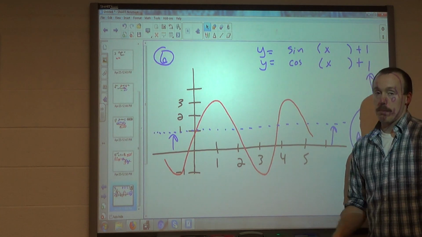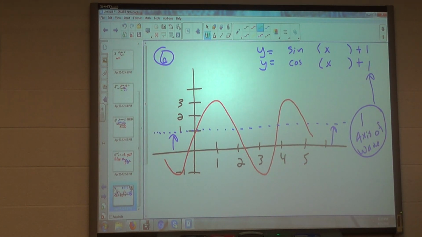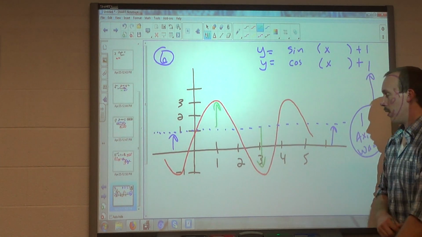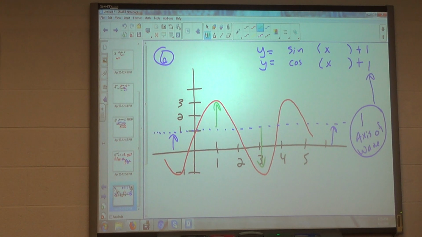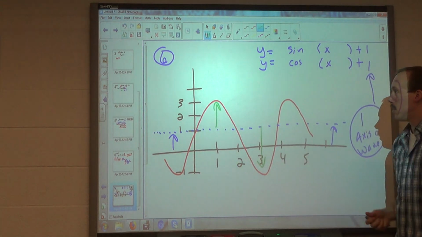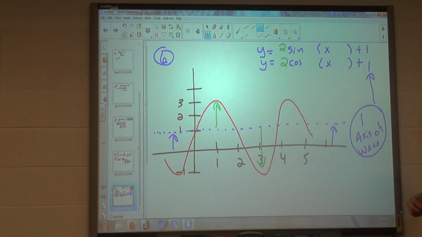How can I find the amplitude? Because I need to figure out the A, which is amplitude. From this axis of wave, can I figure out how high and how low this goes? Should be the same because that should be in the middle, right? It goes up how many? 2, and it goes down? 2. So my amplitude is 2. So then I can fill in a 2 for my amplitude. It goes up 2 and it goes down 2.